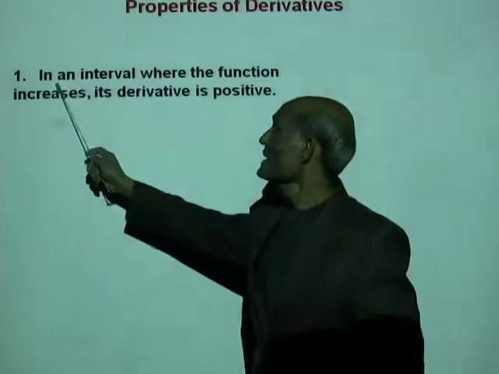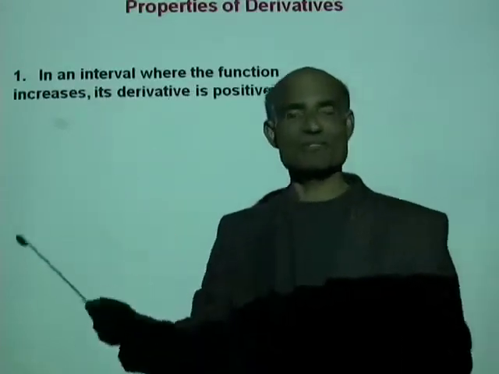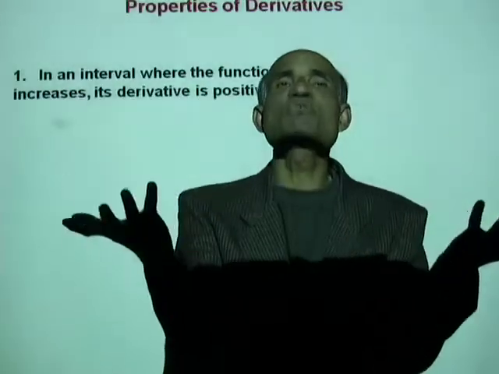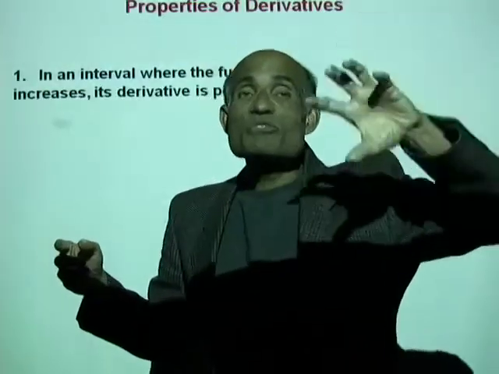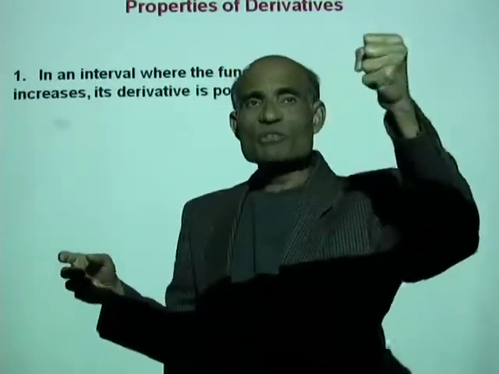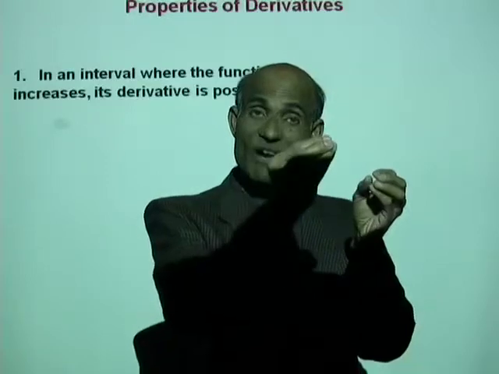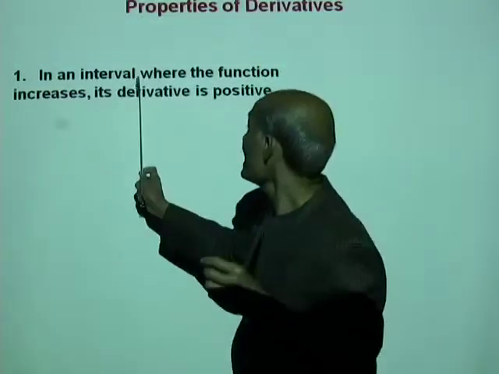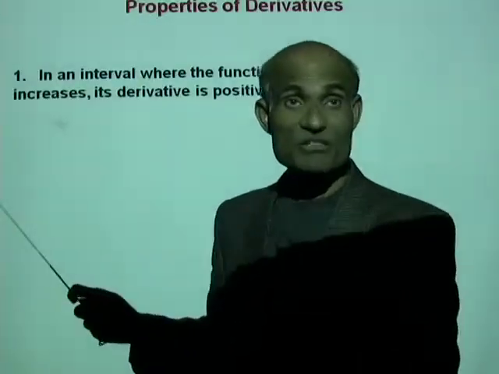Alright. In an interval where the function increases, its derivative is positive. Now, what does that mean? If a function is increasing, remember derivative is a rate of change. If a function is increasing, the change will keep on increasing. That means the rate of change will be positive. Because you see, change is final value minus the initial value divided by the change in x. So if the final value is greater than the initial value, that change will be always positive. That means in an interval where the function is increasing, the derivative is positive. Does it make any sense to you?